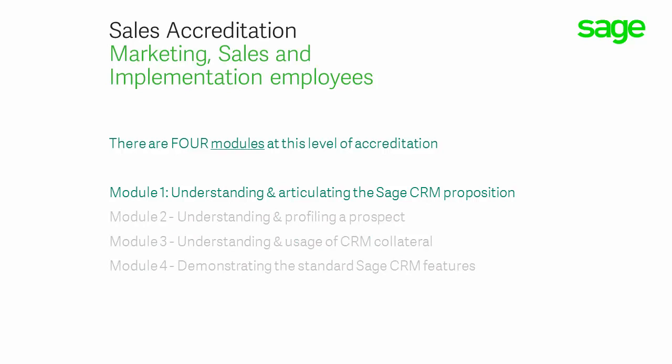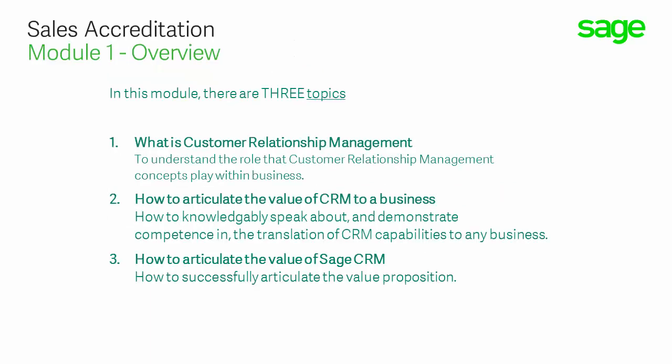This is the first module, that is module number 1, of the Sales Accreditation. It's designed for sales, marketing, and implementation employees. In this module, there are 3 topics. Each topic is made up of approximately a video of 20 minutes in duration and contains information to build competence and confidence for people that are in marketing, sales, and implementation roles.